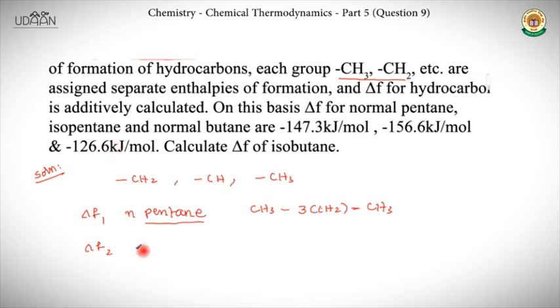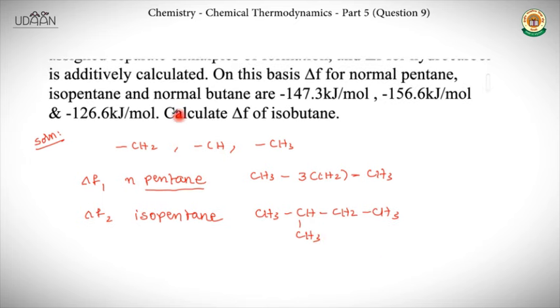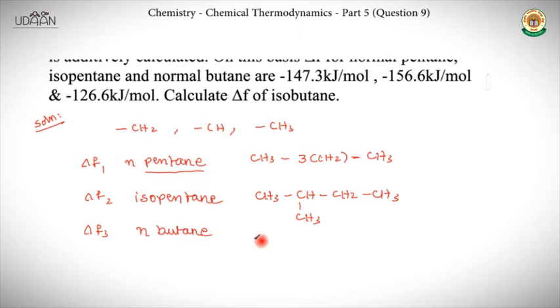for isopentane. Similarly, isopentane will be CH3, CH, CH2, CH3 and CH3. And they gave for normal butane also, delta F3, N-butane. N-butane is again a 4 carbon chain molecule. It will be CH3, CH2, CH2, CH3. In the question they gave me delta F1 value, delta F2 value, delta F3 value, and they asked me to find delta F formation for isobutane.